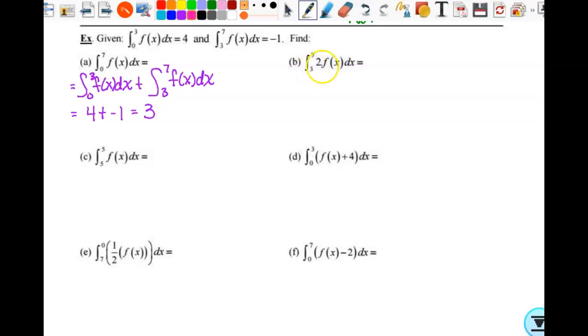integrating from 3 to 7, 2 times f of x dx, what can I do with this 2? Take it out, factor it out there. So I get that's equal to 2 times the integral from 3 to 7 of f of x dx. Okay, so that's 2 times, and then I know what this is. That's negative 1, so I get negative 2. We good with that?